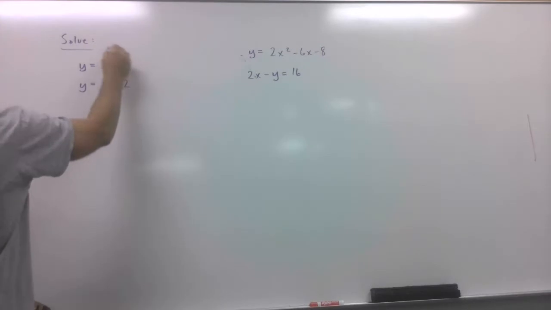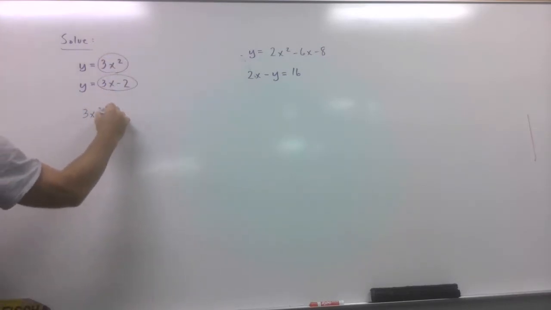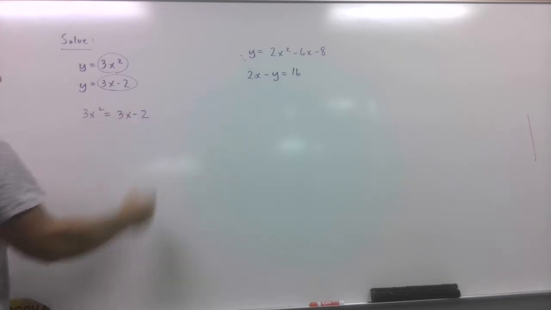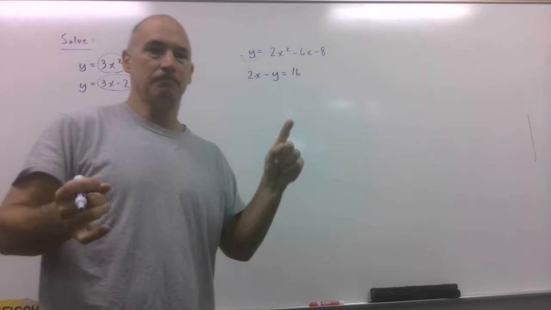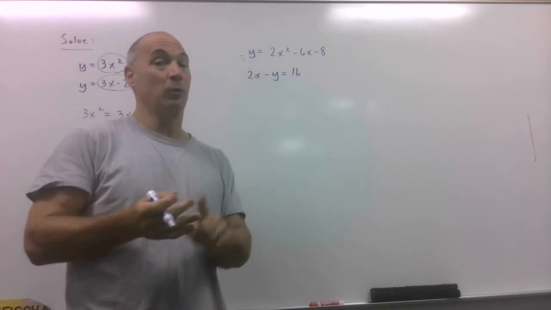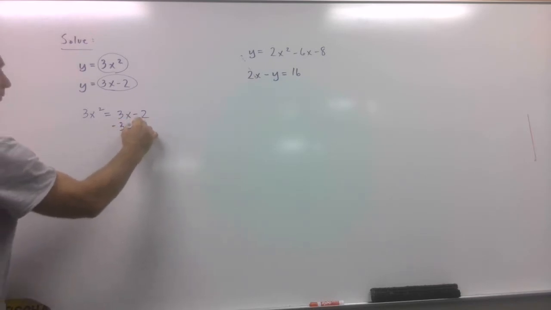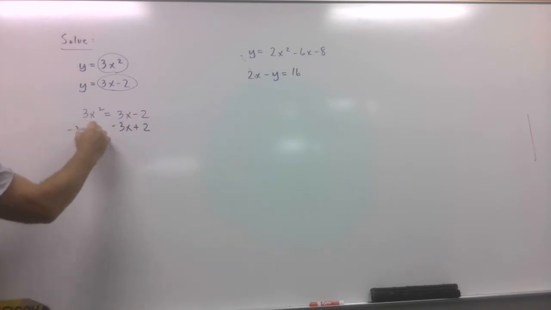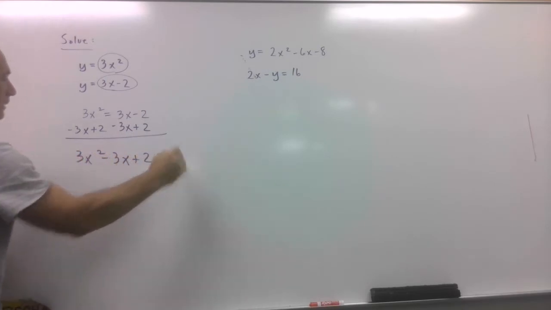Well, you see y equals this and y equals this. That means they have to equal each other. And this is why we've been learning completing the square, factoring, and the quadratic formula. So setting it equal to 0 is always a good move. So 3x squared minus 3x plus 2.